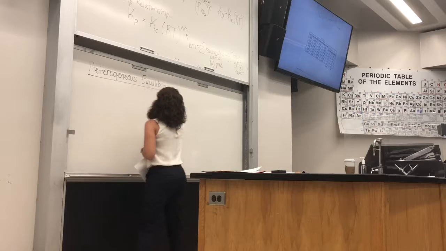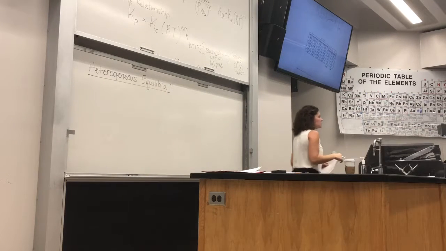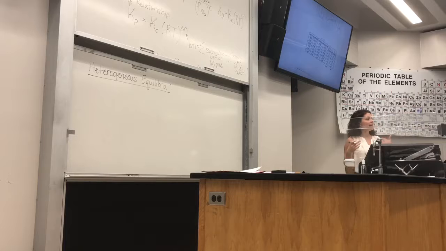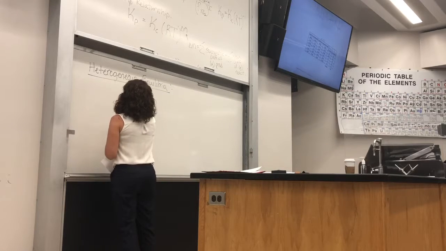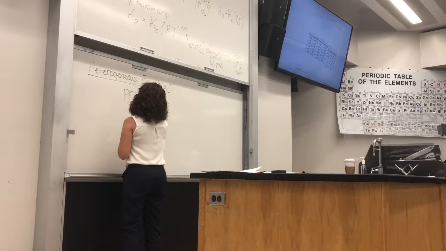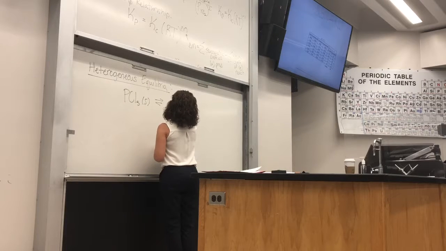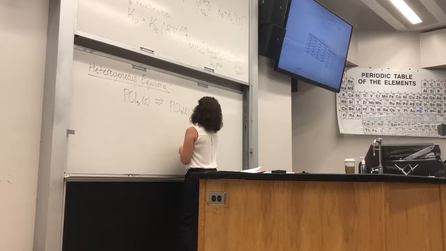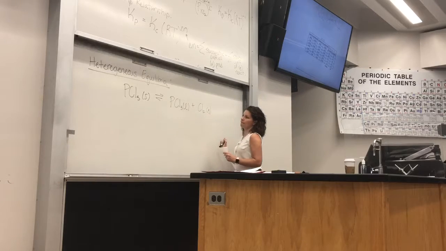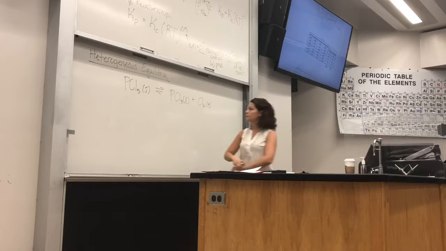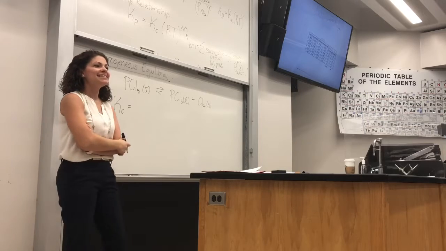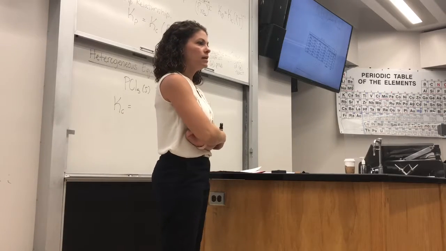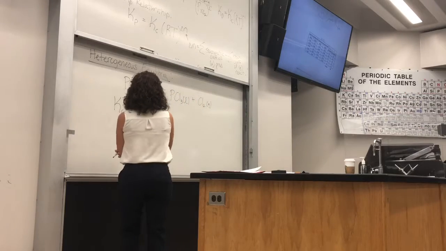How about heterogeneous equilibrium reactions? So we've only looked at all gases. We could also look at all aqueous species. But what if we have different phases in the mixture? Okay, so something like this. What would the Kc expression be for this reaction? KClO3 into KCl and O2.